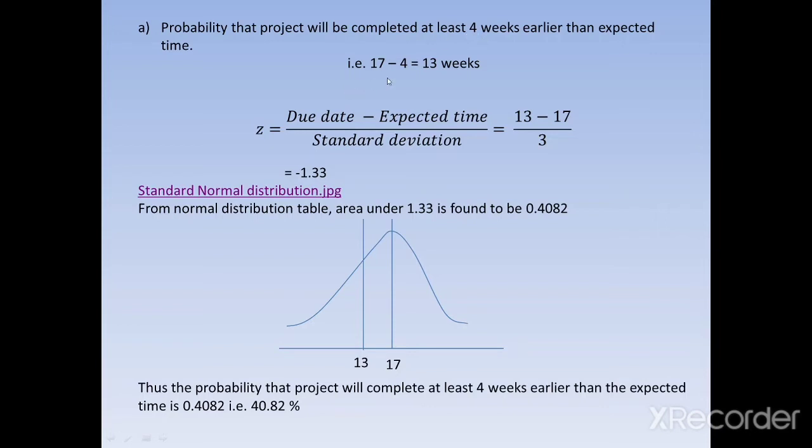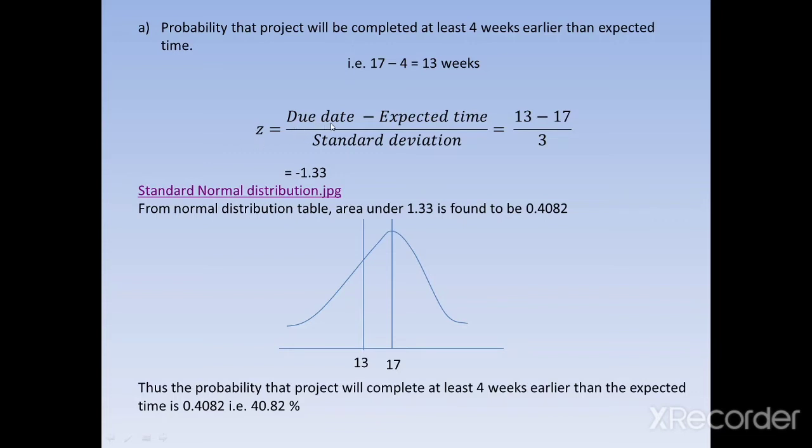So 17 minus 4, that is equal to 13 weeks. So we need to calculate the probability that the project will get completed within 13 weeks, because it is asked to calculate the probability that the project will complete at least 4 weeks earlier. 4 weeks earlier, 17 minus 4, that is 13 weeks. So how to calculate it? For the bell curve, we need to find out the z value. And how to calculate the z value?